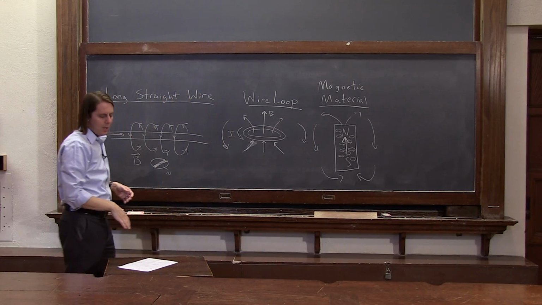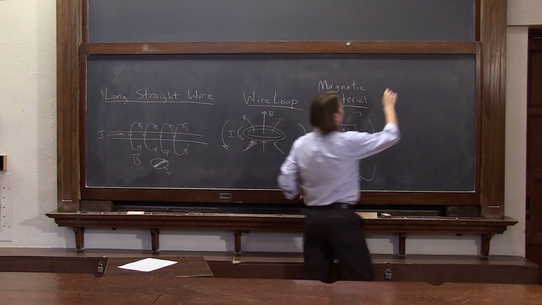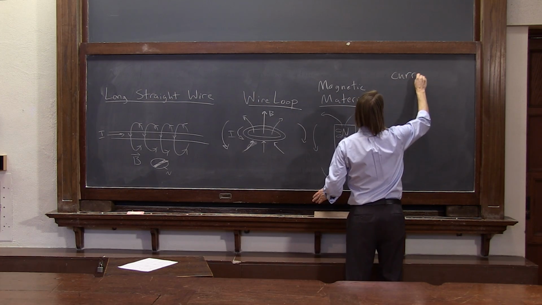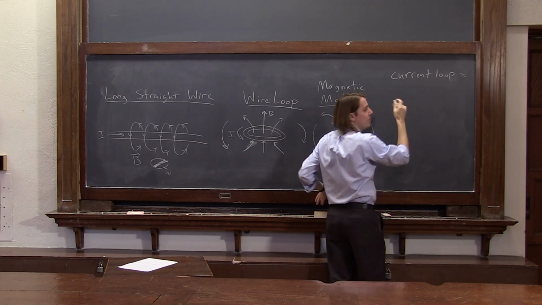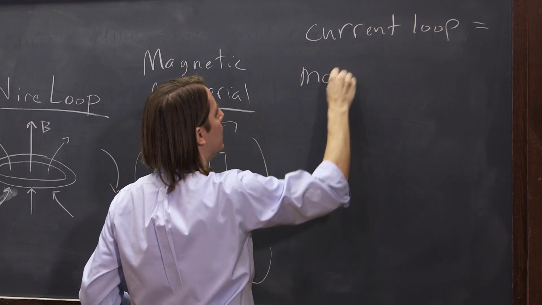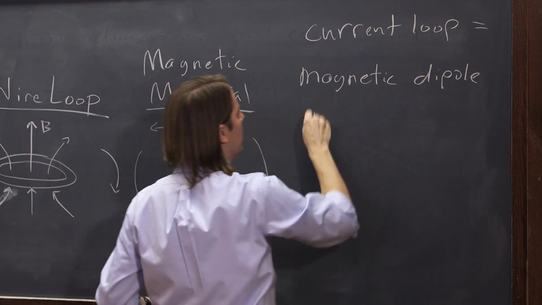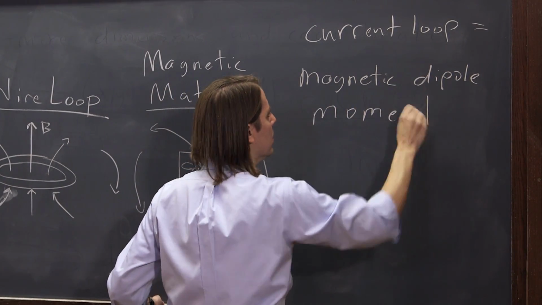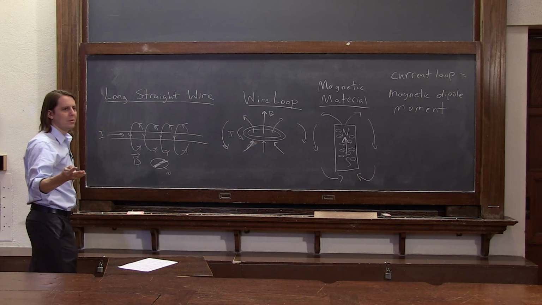Okay? So a current loop is actually very fundamental. So when we think about magnetism, a current loop is so fundamental, it gets its own special name. It's called a magnetic dipole moment. So let's think about that for a minute. First of all, why is a loop fundamental?